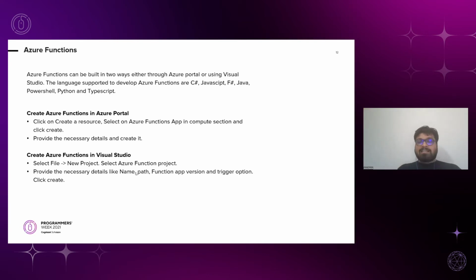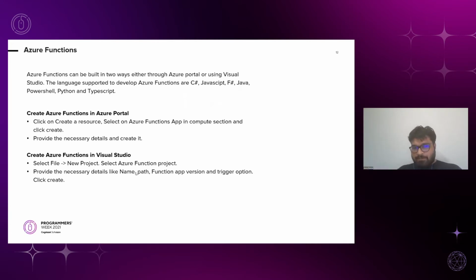Creating an Azure function in the Azure portal is easy. I'm not going to explain it in detail because it would take too much time. We can't finish it in one hour. When you are familiar with the Azure portal, you can search for Azure resources, create a resource, and you will see Function App. There is a type of Azure resource called Function App. You can select it, provide the necessary details, and create it. It's very simple to create an Azure function in the Azure portal.